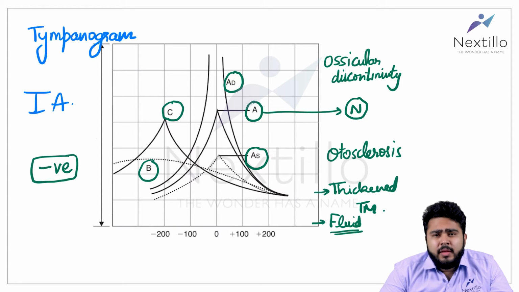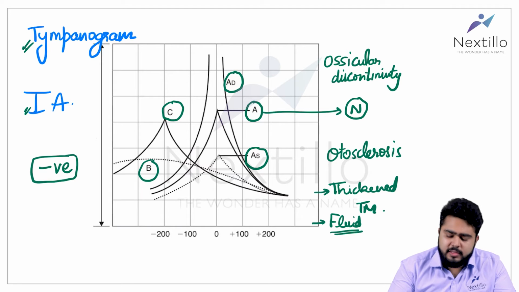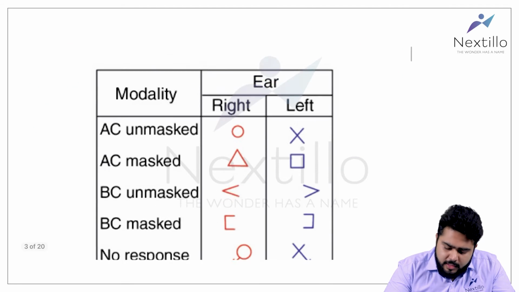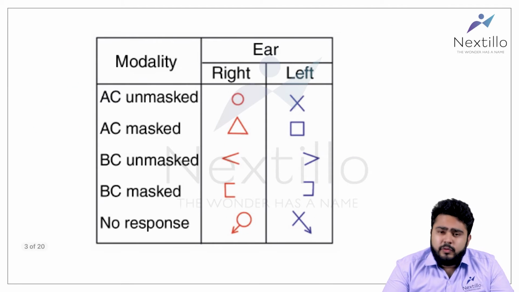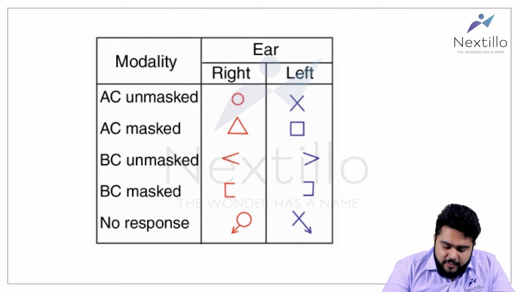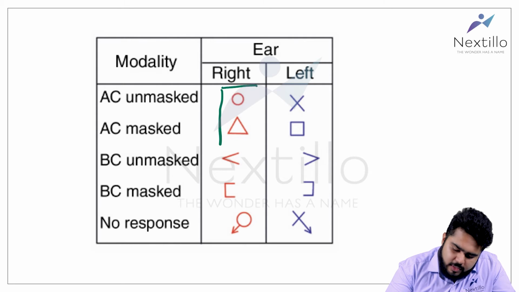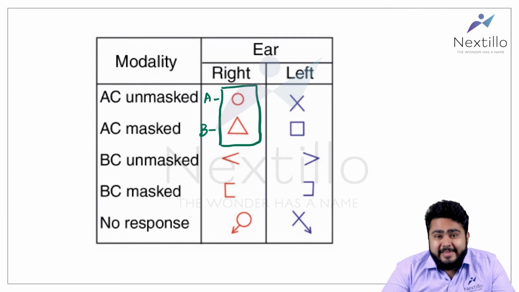So you will get to see type B curve in tympanogram of impedance audiometry. So this is one of the very important images. Let's move forward. Now this image will look very simple and easy right now to you. But when they give you this in exam, they'll just give you these two symbols and ask you, this is A, what does A represent, what does B represent? Then there will be an issue.